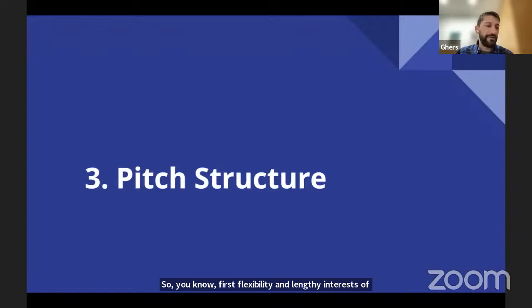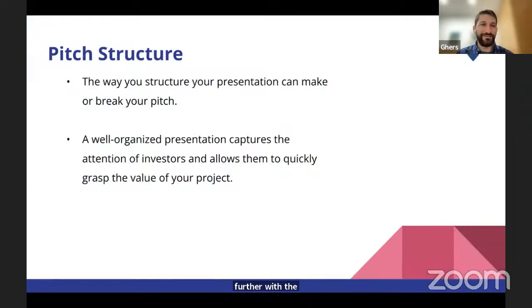After understanding a little bit about investors, let's go further with the optimal structure of the pitch, in our opinion. Okay, so we strongly believe that the way that you structure your presentation can make or break your pitch. A well-organized presentation that explains your idea and your solution in simple terms captures the attention of investors and allows them to quickly grasp the value of your project.